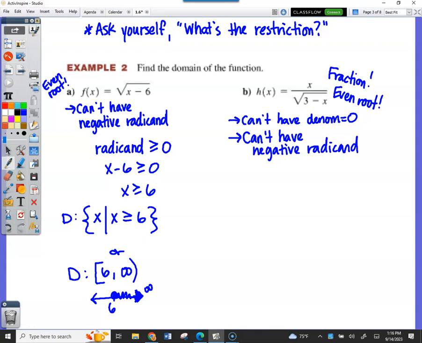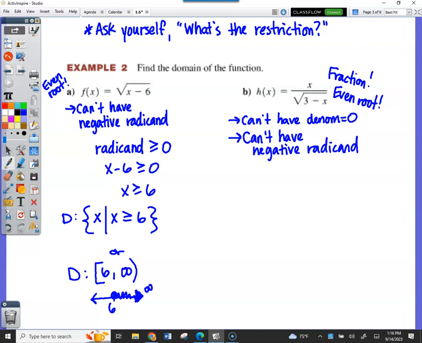What I'm writing, can't have denominator equal to 0, can't have negative radicand, is what you should be thinking in your head. That's why I'm writing it as a tip to you as you're doing these problems. This is where Ms. Holcombe would say, you can't have a 0 in the denominator, or you can't have a negative under the radicand. That's stuff that you should be telling yourself.